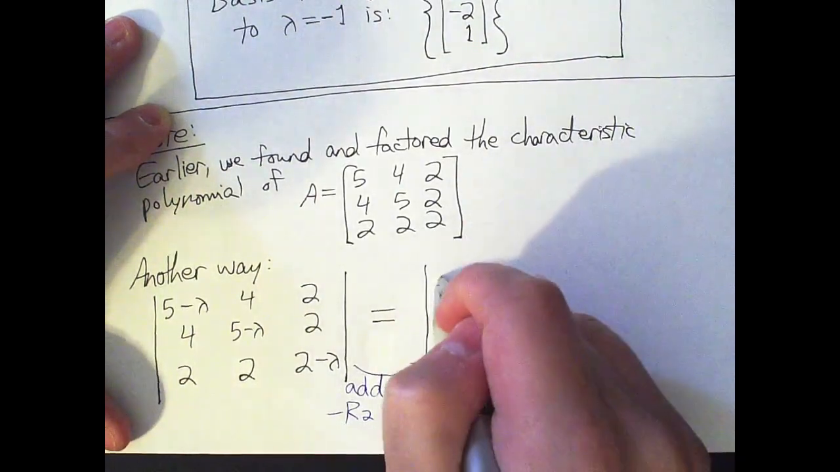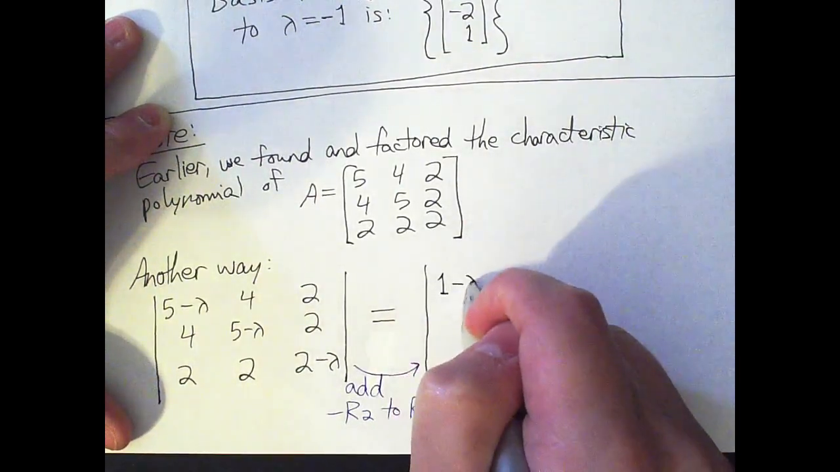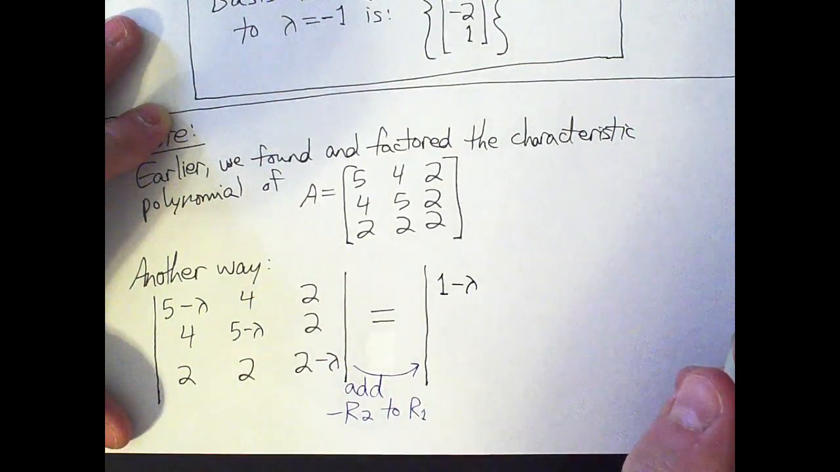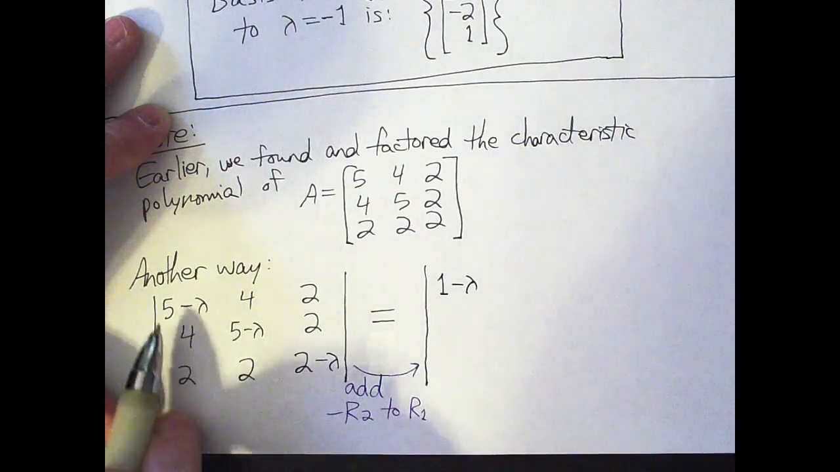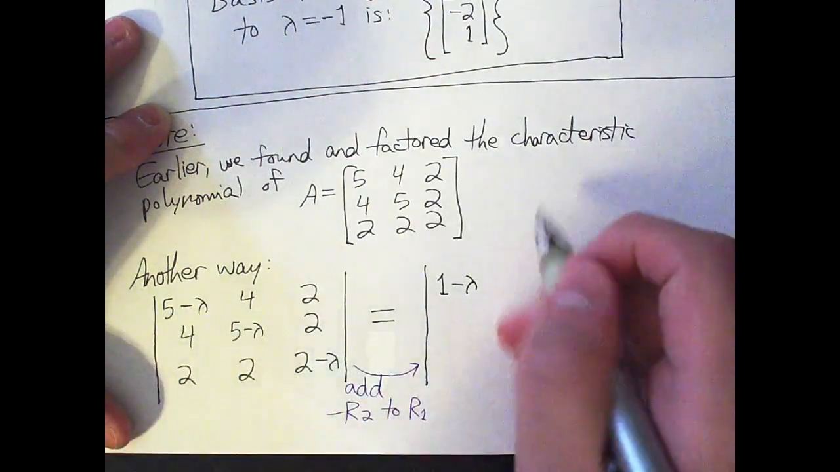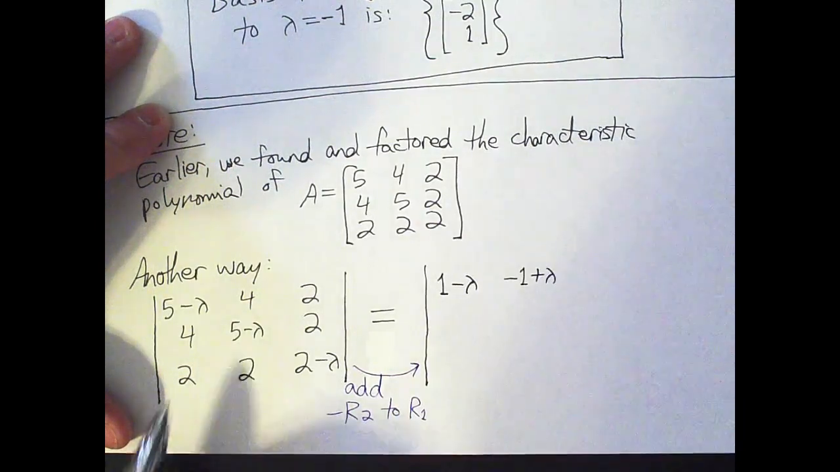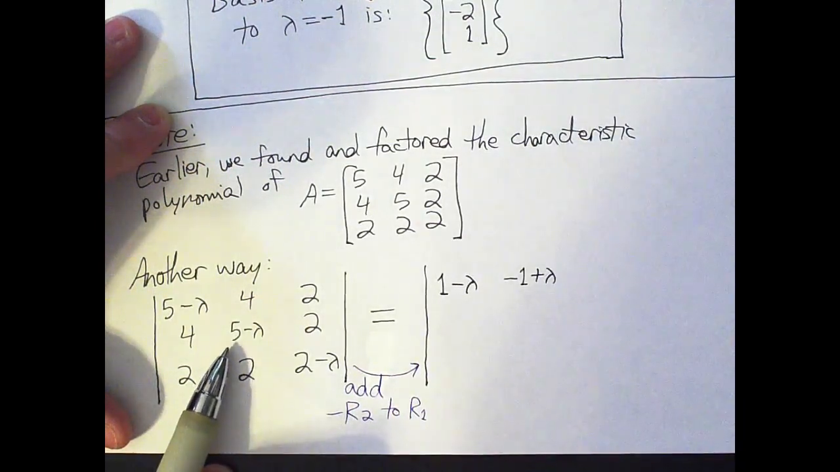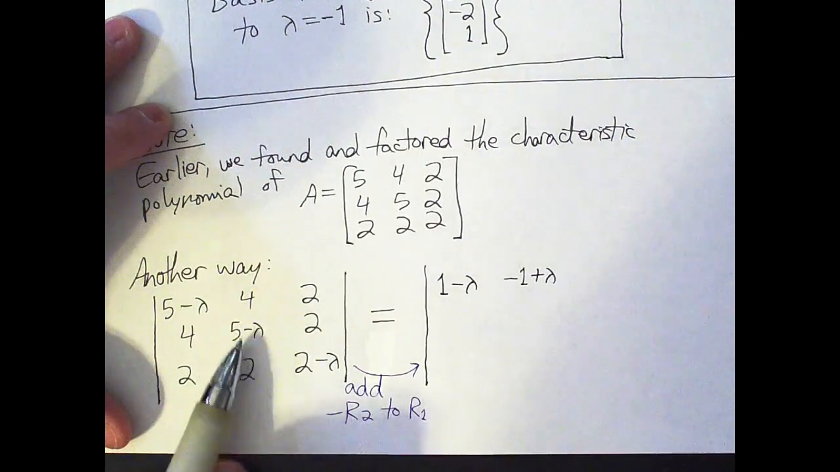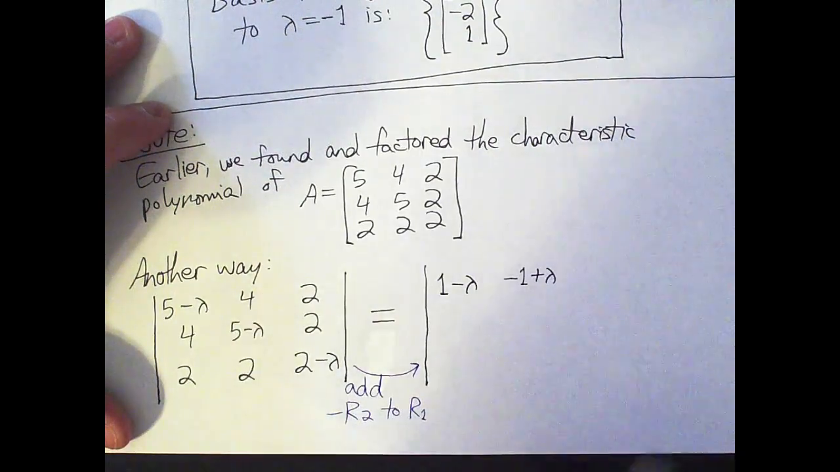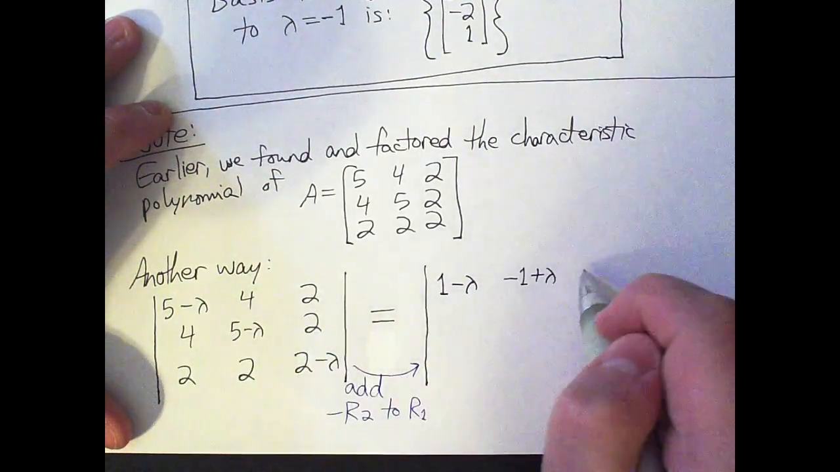I wind up with 1 minus lambda. So I added negative 4 up here. Negative 1 plus lambda. Now that's a little tricky, but I added negative of this term to the 4 that was there already. And then negative 2 plus 2 is 0.